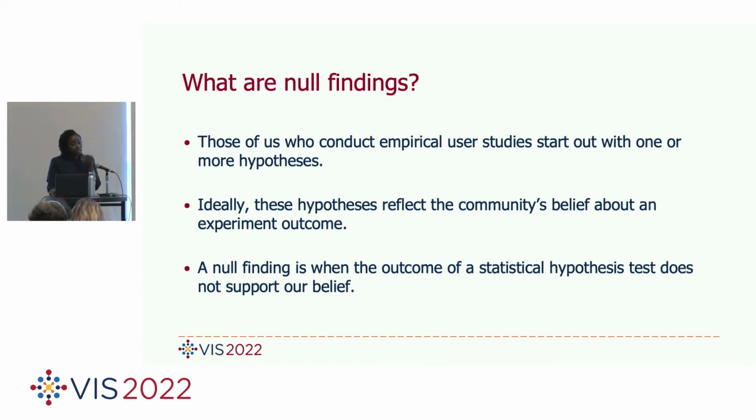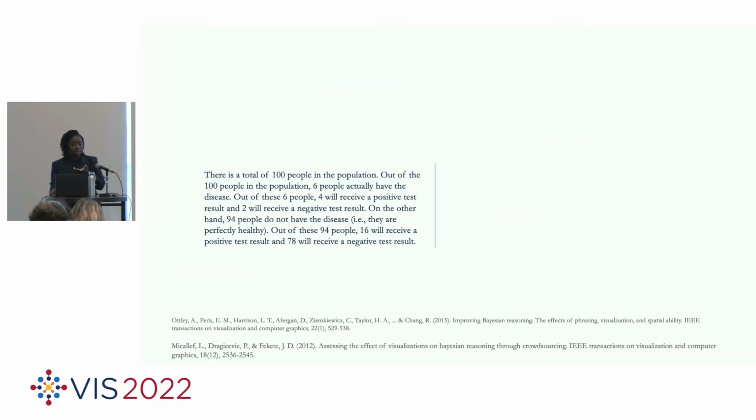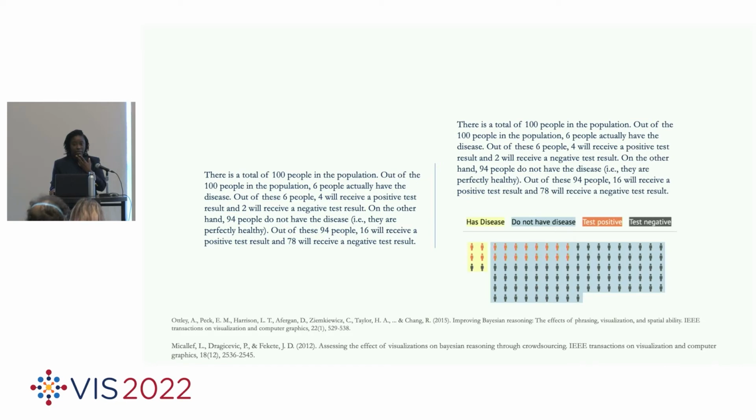To give you an example, a little over a decade ago, I ran a study where we had a hypothesis that if we show someone text only, they're going to perform worse than if we show them text plus viz, because of course visualization is going to make it easier, right? And no, we didn't see that. And so I thought I did something wrong. I thought, this can't be right.